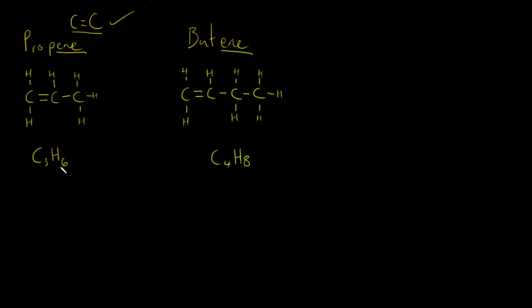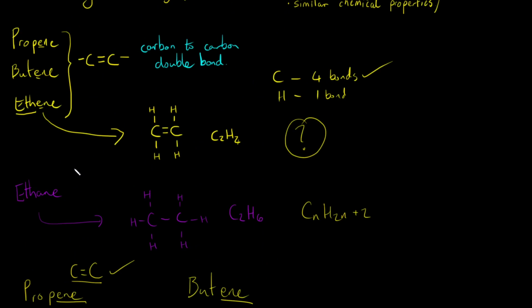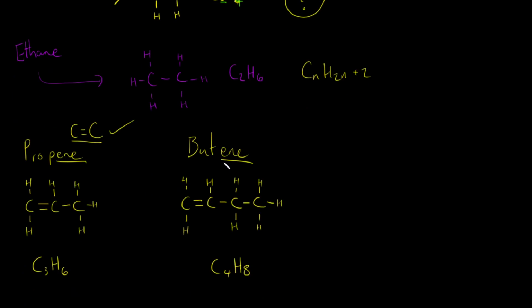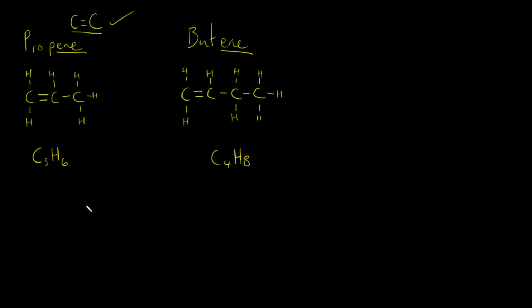Now we should hopefully be starting to see some sort of pattern emerge here, and the relationship between the number of carbons and hydrogens, and it shouldn't take a genius to work it out. Let's go back up and look at ethene. It was C2H4. Now we had propene and butene. That was C3H6, and butene was C4H8.